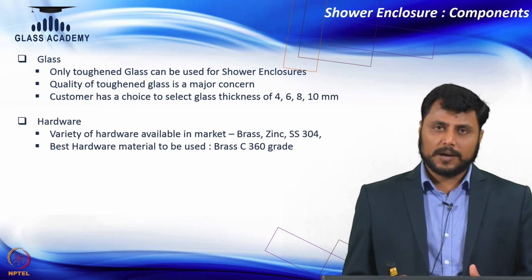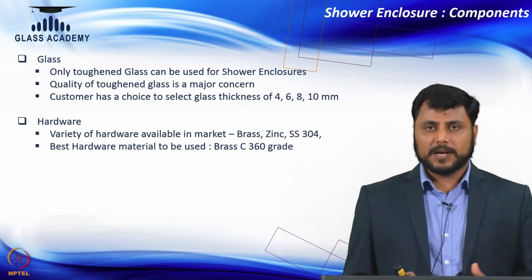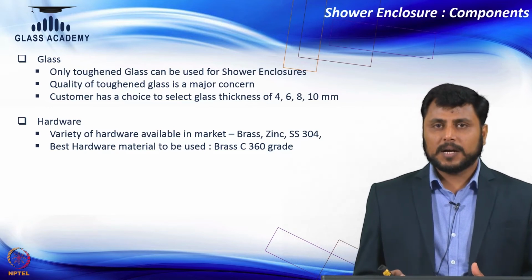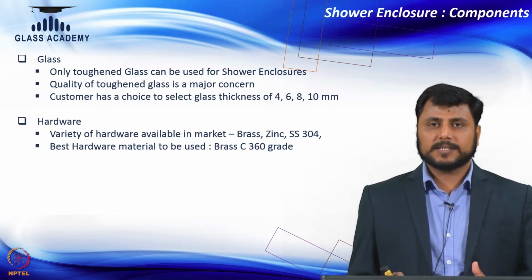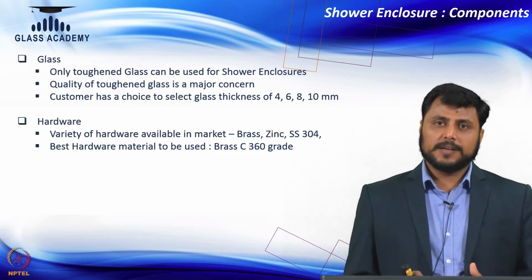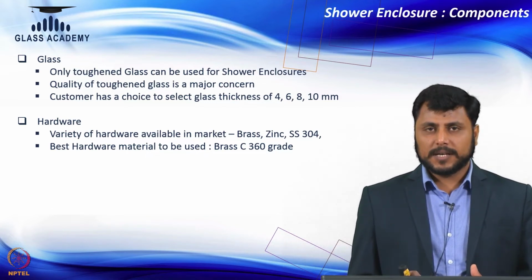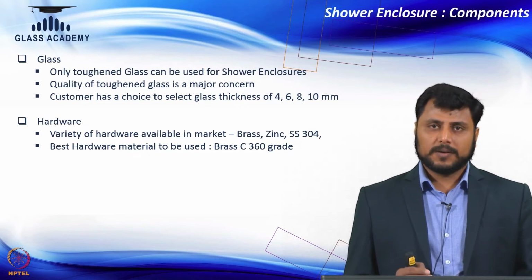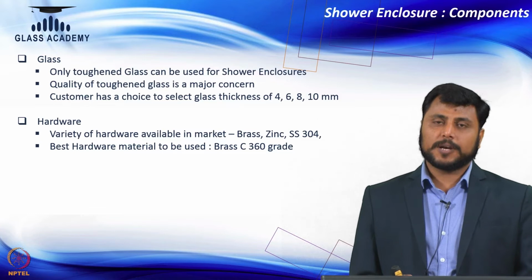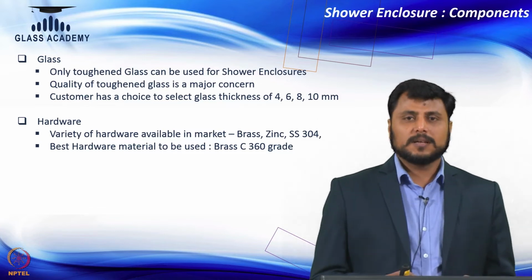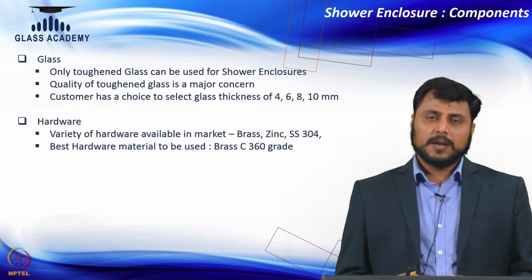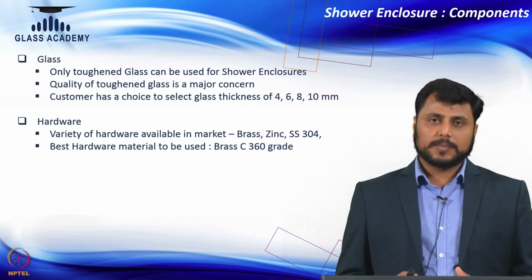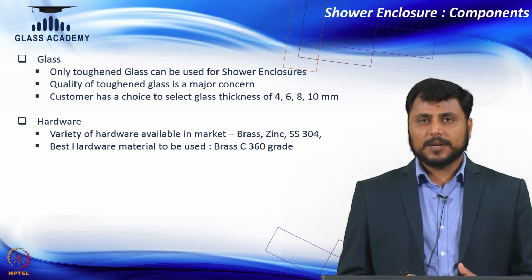When it comes to hardware, it may be of brass, SS, or zinc, depending on the market and the price concept. Our technical recommendation for hardware is that it must be brass, and that too of C360 grade. Why brass? Because it is less prone to corrosion. It will give a longer life, and because the glass is going to be held on brass, it must be of very good quality.